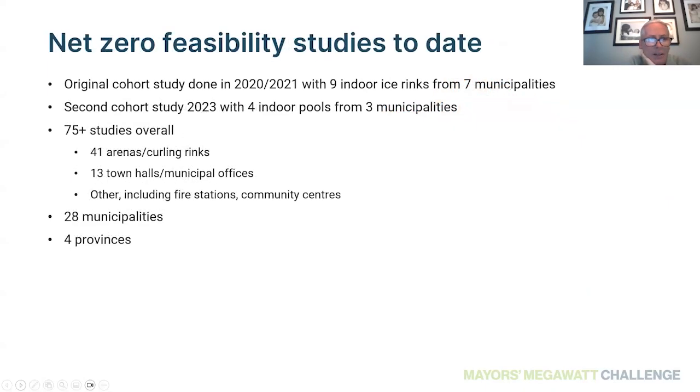Next slide. Enerlife, who provides the technical direction for the Mayor's Megawatt Challenge program, have completed over 75 low carbon studies for a wide range of municipal building types and a wide range of provinces and different municipalities as well. We've really learned a lot of lessons along the way from these studies, and that's what we'll be sharing with you today.